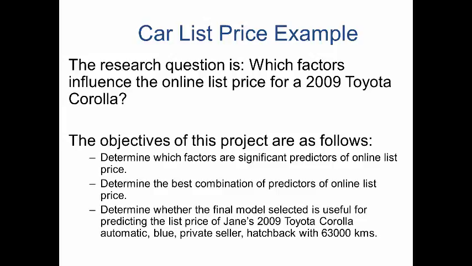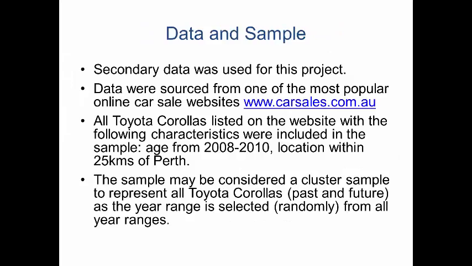The research questions in this case are, firstly, which factors influence the online list price of a 2009 Toyota Corolla? And secondly, what online list price is reasonable for Jane's 2009 Toyota Corolla? The objectives are outlined on the slide. You will notice how these objectives really link to the research questions. So here's some information about the data in the sample.